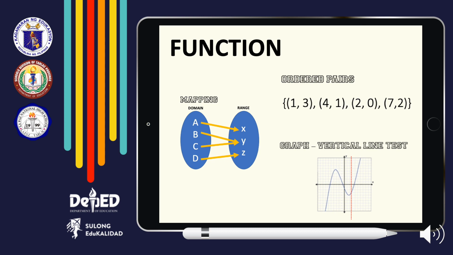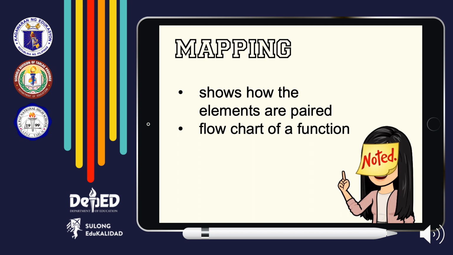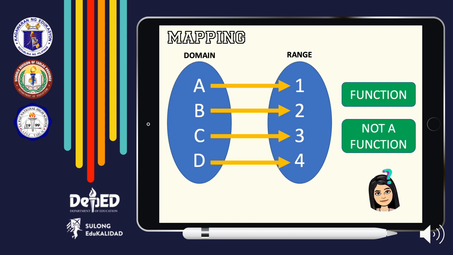Now, illustrations will help us learn functions easily. So here we have mapping, ordered pairs, and graphs. Let's start with mapping. In mapping, it shows how the elements are paired. It's like a flowchart of a function showing the input and the output values. Like this. The domain for the first set and the range for the second set. Now, using mapping, let us identify if this is a function or not.